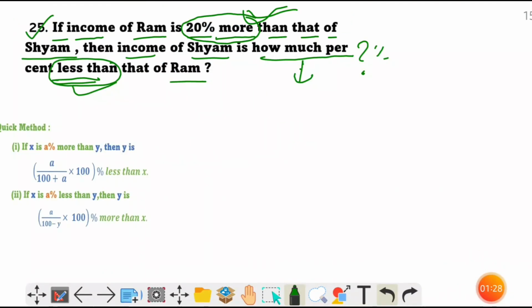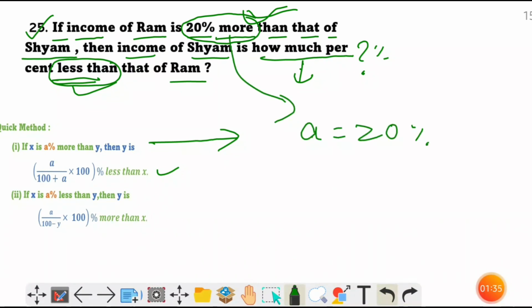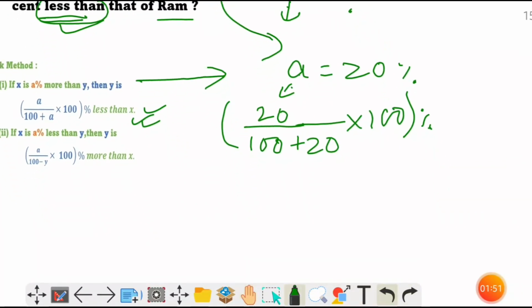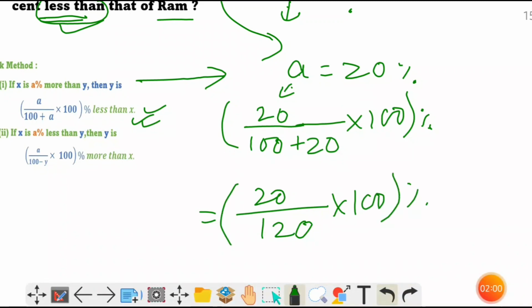Now we'll solve it by looking at the question. So in the question there is something 20% more. So here a equals to 20% more, and applying a in this formula we'll get a means 20 divided by 100 plus a again 20 into 100%. Now in the denominator we'll add and we'll get 120. So it will be 20 divided by 120 into 100, cancelling out the zeros.